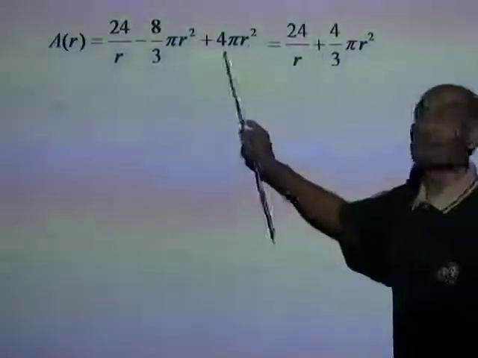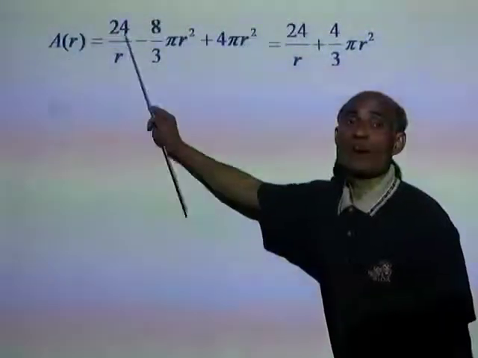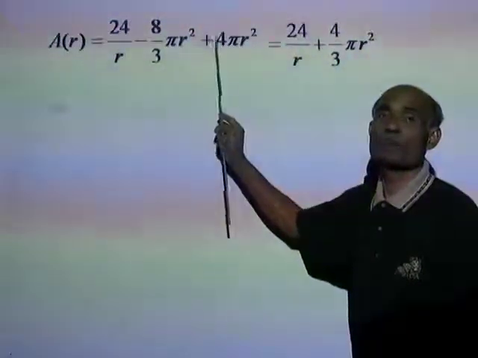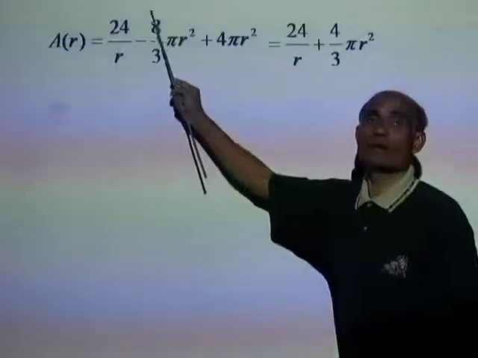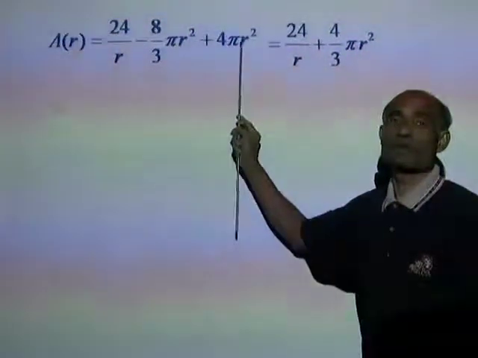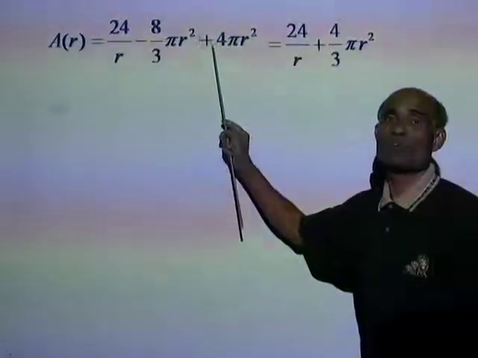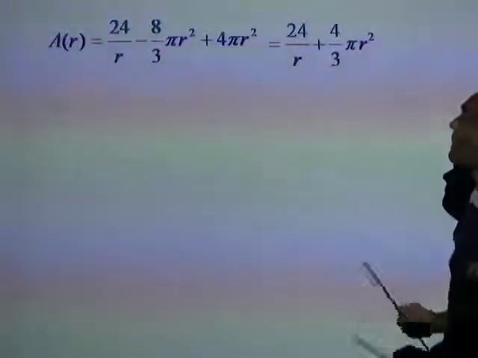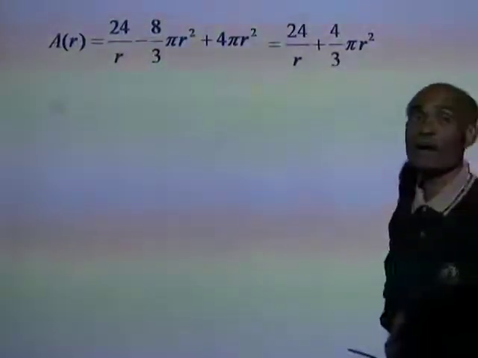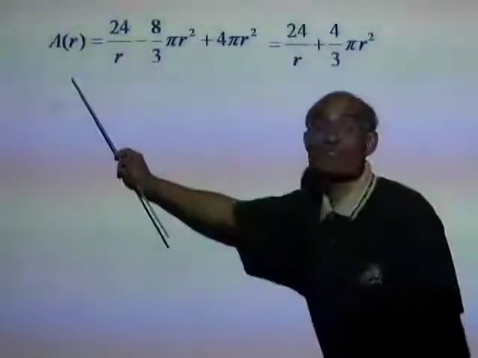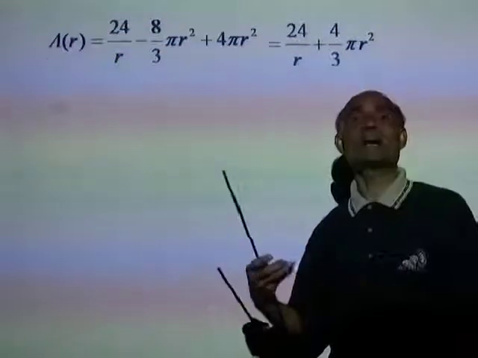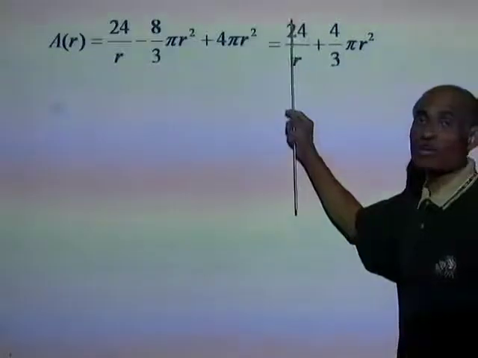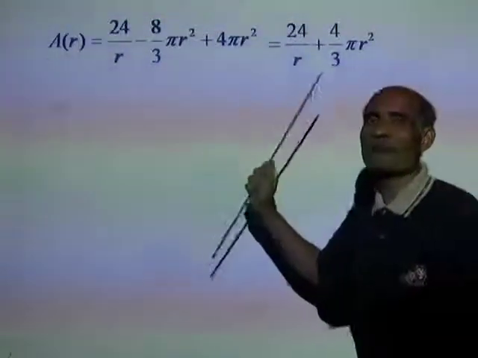There you go. So we got area as a function of r is 24 over r minus 8/3 pi r squared plus 4 pi r squared. And combining this will give you pi r squared times 4 minus 8/3, which is 4/3. So you got 24 over r plus 4/3 pi r squared. Now set the derivative of this equal to 0 and solve for r. Can you find the derivative of this? Tell me, what is the derivative of 24 divided by r?